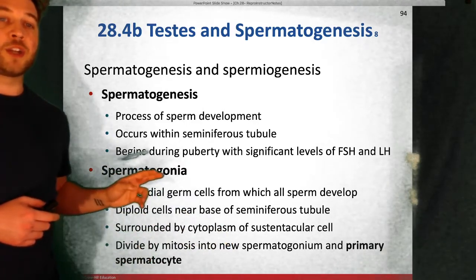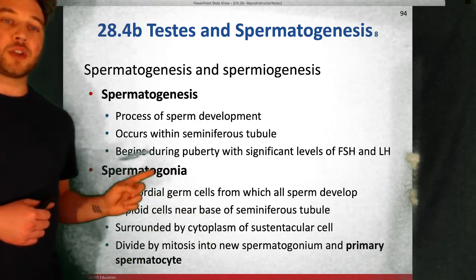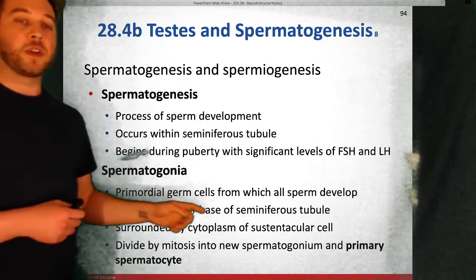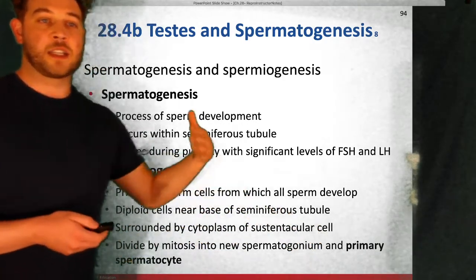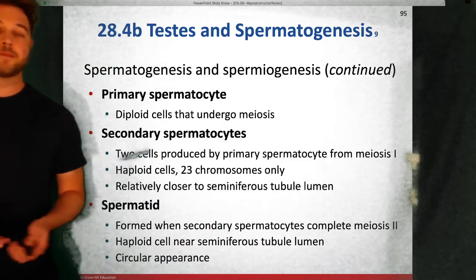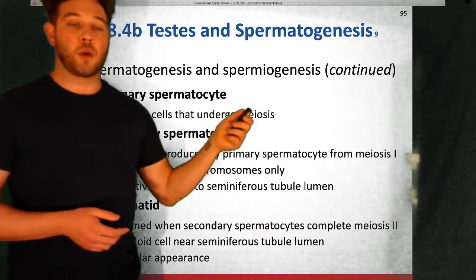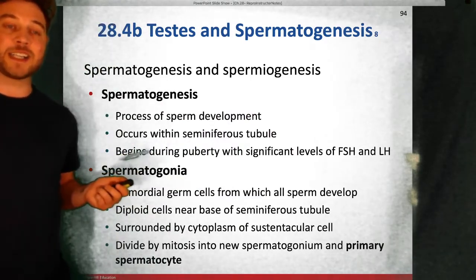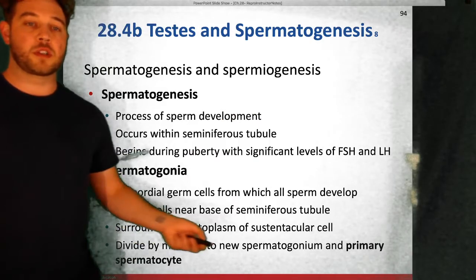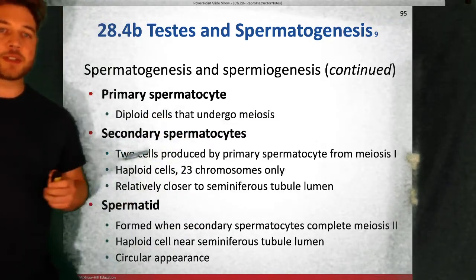So spermatogonia is plural, spermatogonium is singular. You have a germ cell, again, like I said, that is going to divide into another germ cell and a primary spermatocyte that can develop into a sperm. Your primary spermatocyte is a diploid cell that is then going to undergo meiosis. So there is first a mitotic division to produce these, and then you go into your meiotic divisions.